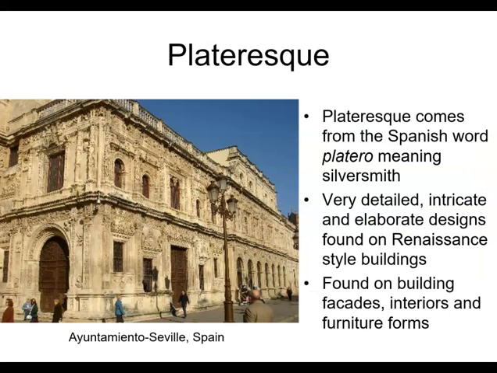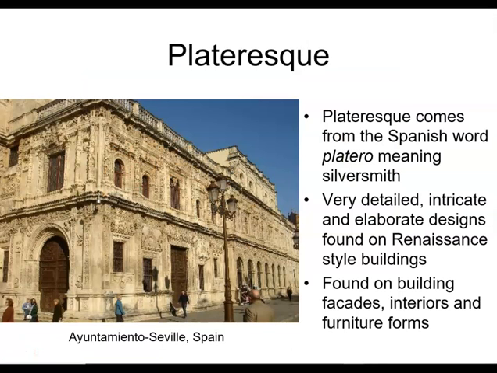This is an example of the Plateresque style, which is the late 15th to the early 16th century. The term Plateresque comes from the Spanish word platero, which means silversmith. The design of the Plateresque style is very detailed. It has low relief carving throughout the facade of the building, and it's very elaborate in design, and it is found on many of the Spanish Renaissance style buildings. We will also see the application of the Plateresque style to interiors and furniture forms.